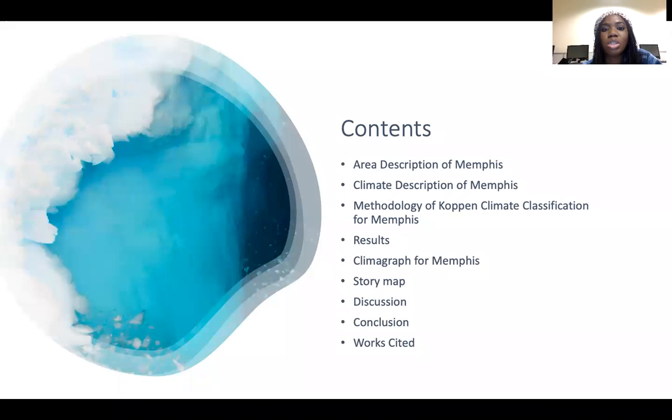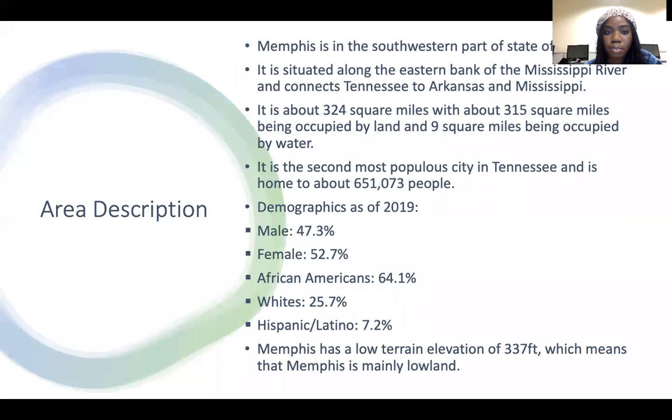So this is the table of contents. This is just what I'm going to talk about today: the area description of Memphis, the climate description of Memphis, the methodology that I used with the Köppen climate classification for Memphis, my results, my climate graph for Memphis, my story map, and the discussion and conclusion and the works cited.